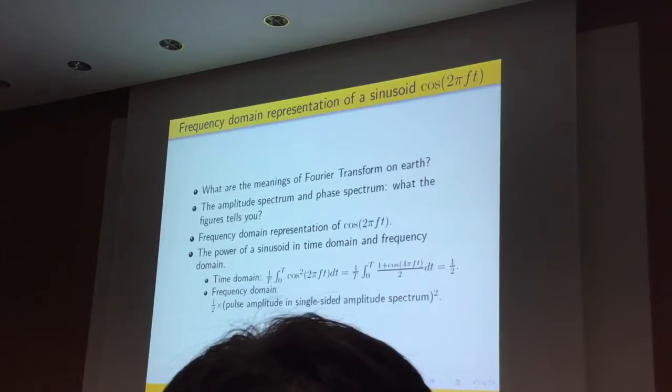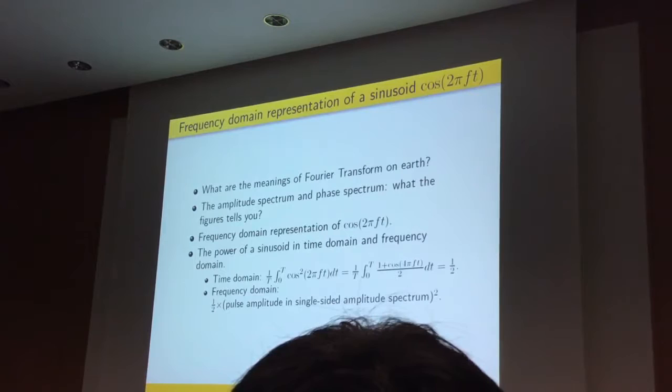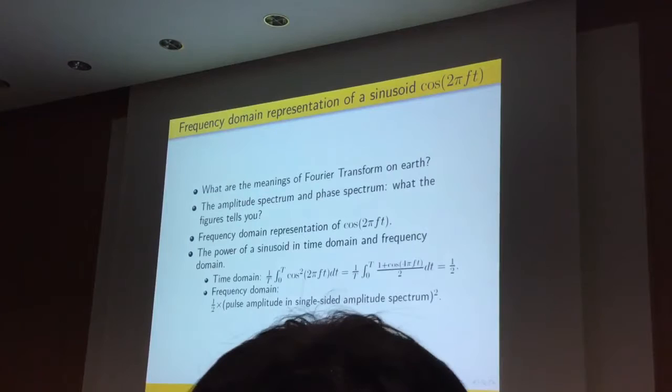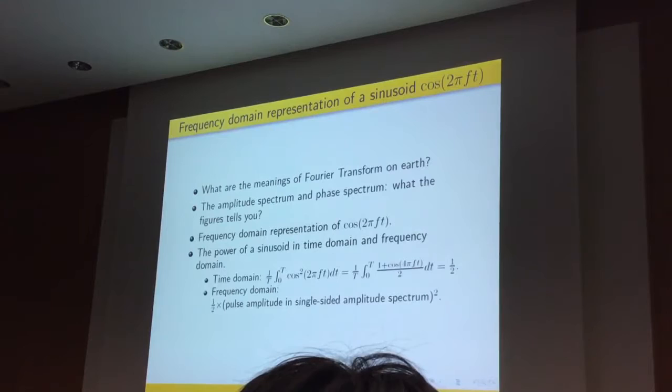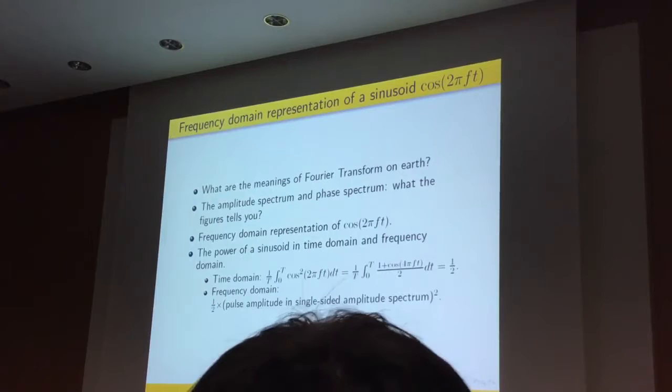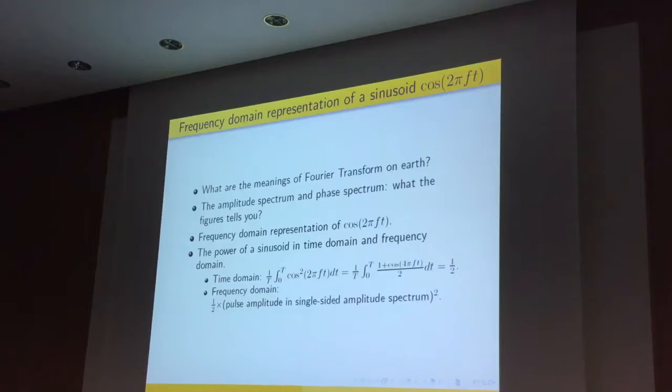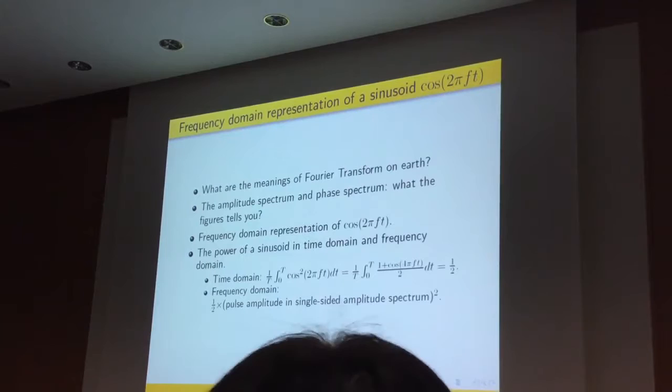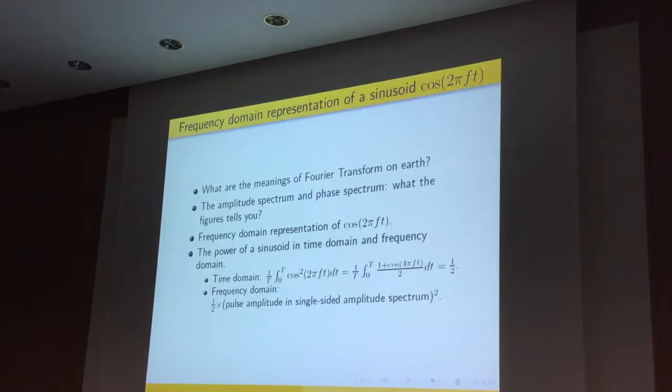If you talk about double side spectrum, you're supposed to see two spectrum lines, right? At a given frequency of this sinusoid. Let's say if the frequency of this sinusoid is 10 hertz, then you're supposed to see spectrum lines at 10 hertz and minus 10 hertz, both with the amplitude of 0.5. Then, if you want to use the single side spectrum, you're supposed to see a spectrum line at frequency 10 hertz with its amplitude 1, not 0.5 this time.